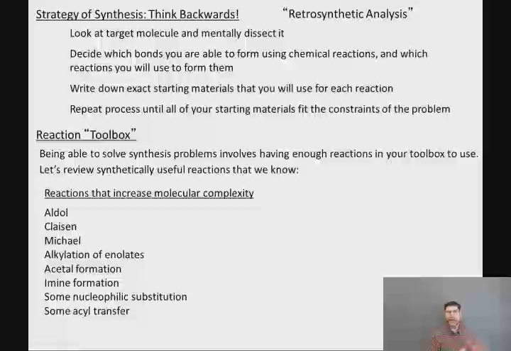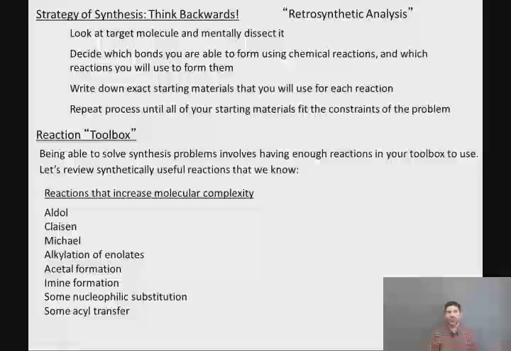One class are reactions that can be used to increase molecular complexity. So basically to take 2 smaller pieces, put them together, and make a bigger piece. Okay, and in the last unit you learned about 3 of these, the aldol, the Claisen, and the Michael reactions. Indirectly in the last unit, we also learned about alkylation of enolates, which is simply using an enolate as a nucleophile in an SN2 reaction on an alkyl halide.